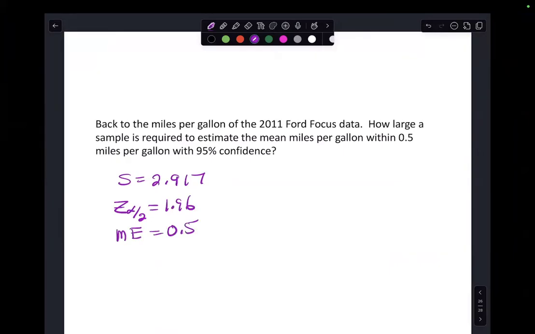I would love you to try this on your own. I'll work quietly behind you. I'll write the formula if it's helpful. That was really ugly.